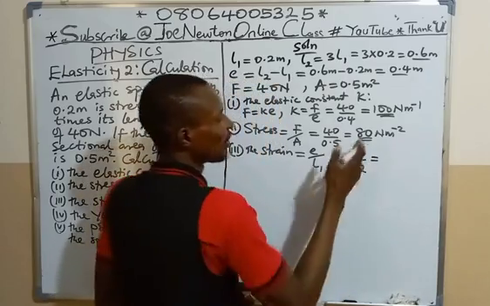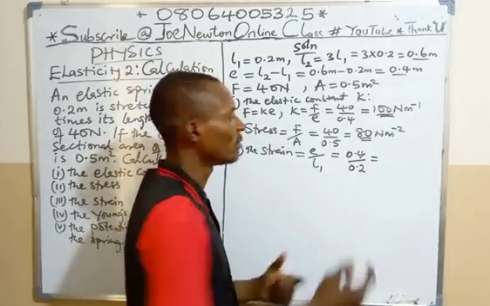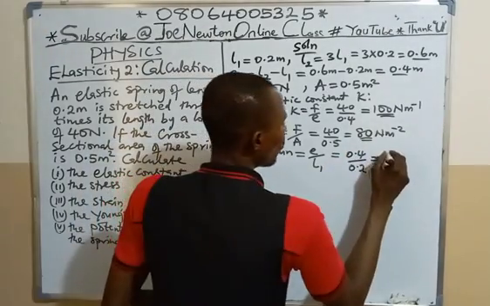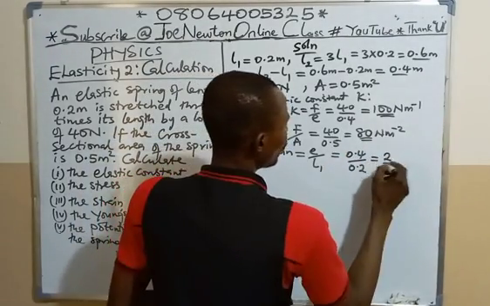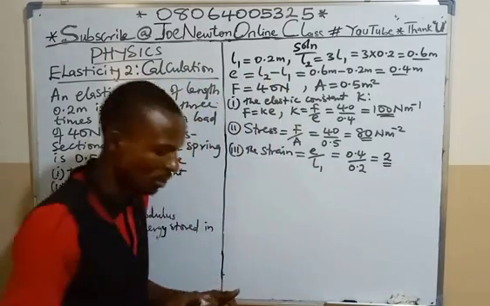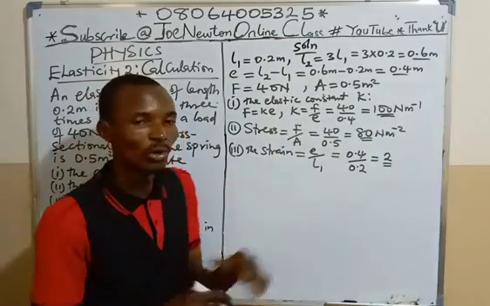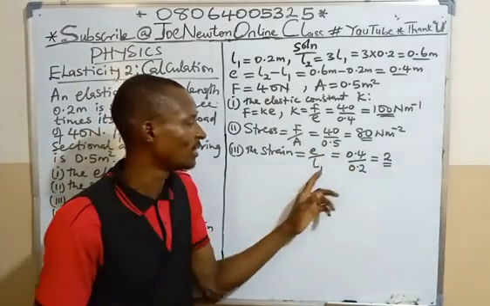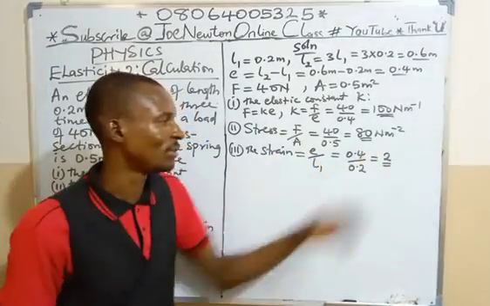0.2. Then 0.4 divided by 0.2 is like saying 4 divided by 2. I will have what? 2. So our strain is 2. Remember, strain has no unit because extension is in meter, length in meter. So meter cancels meter, you have this.